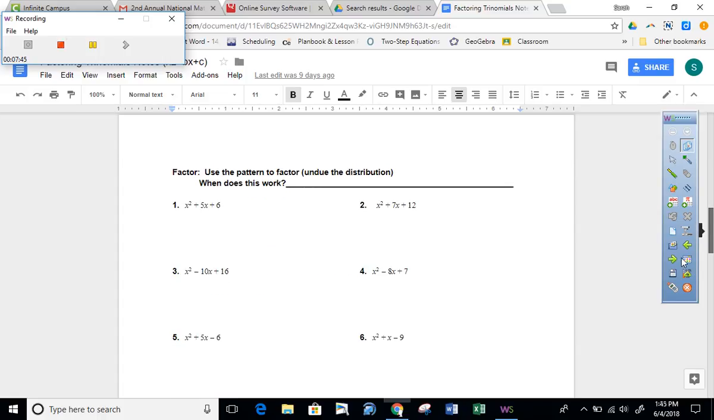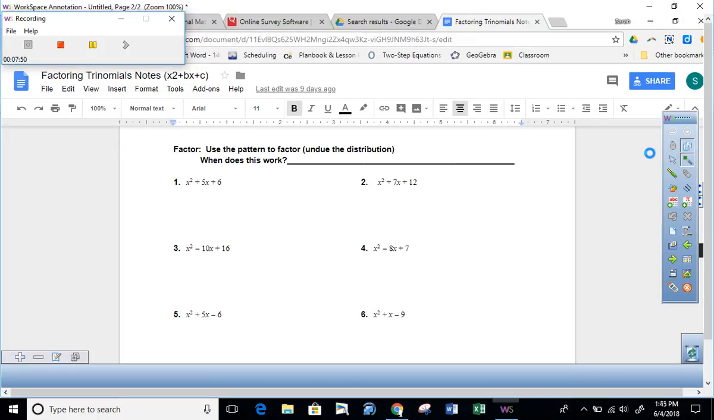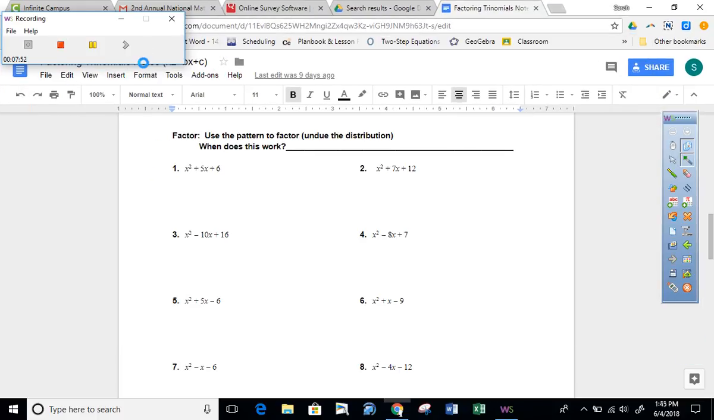Okay, here we go. We're going to apply that. So remember, we said that it's going to add up to the middle term and multiply to the end. So on number 1, you're going to want to find two numbers that will add to 5 and multiply to 6.